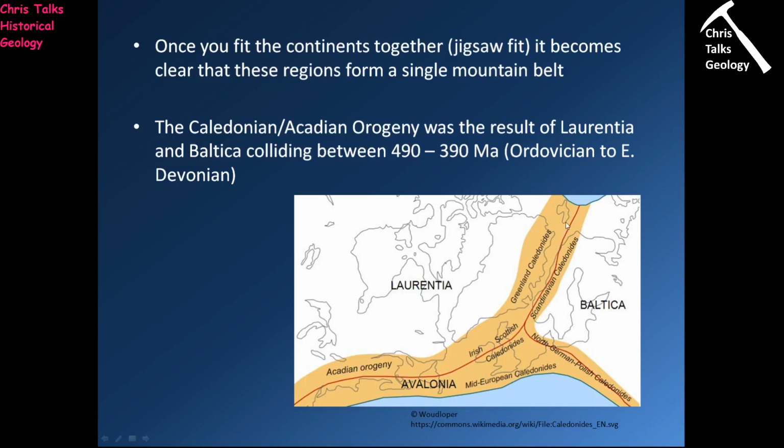So in terms of the mountain range that we see here, this is the Caledonian and Acadian orogeny, and this would be the result of Laurentia, which is North America, crashing into Baltica. Baltica is Scandinavia, a bit of northern Europe and some of western Russia. And that collision occurred 490 to 390 million years ago.